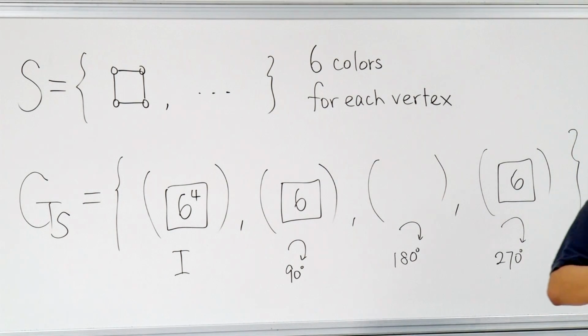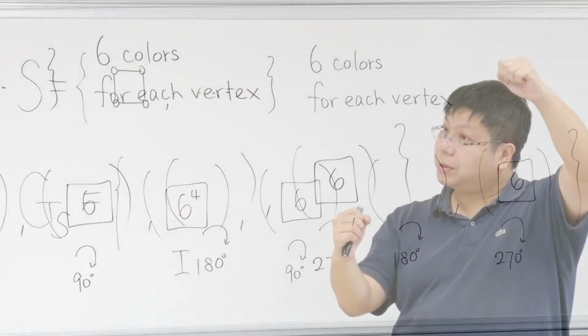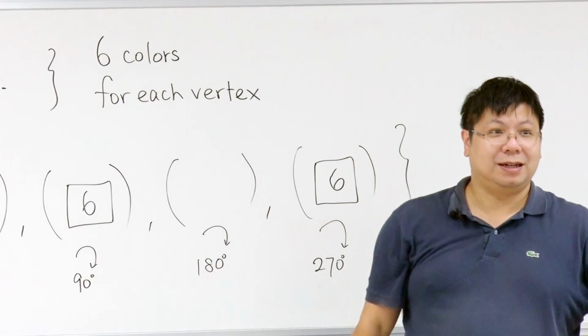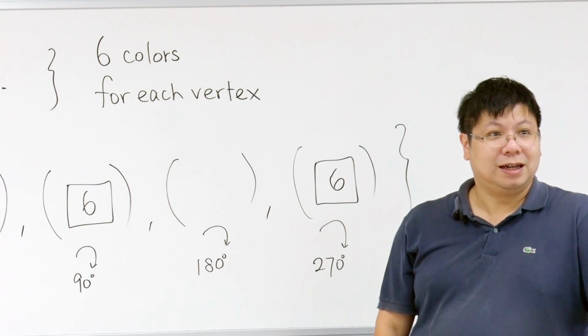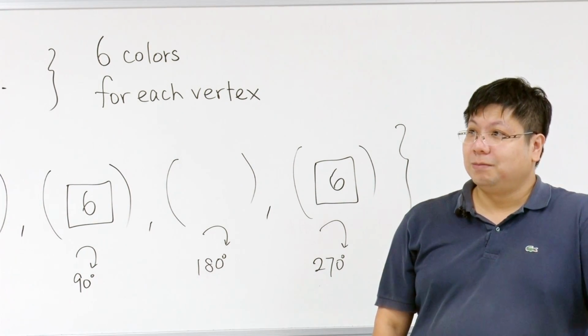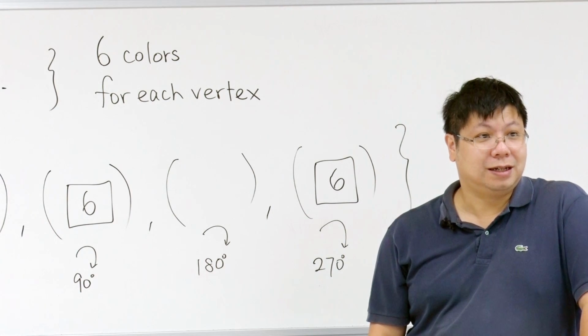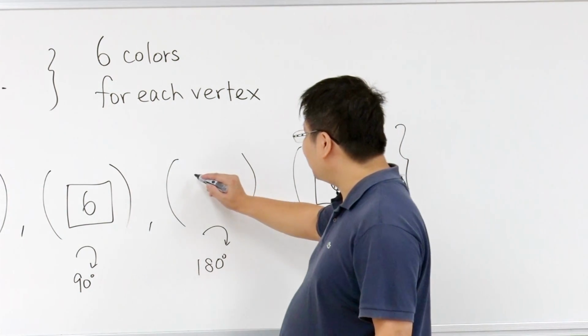But how about this one? If something, you rotate it by 180 and it is the same, what does that mean? It means that the opposite corners are in the same color, right? How many cases can we have with the opposite corners having the same color? How many? 6 square, yes, 6 times 6.